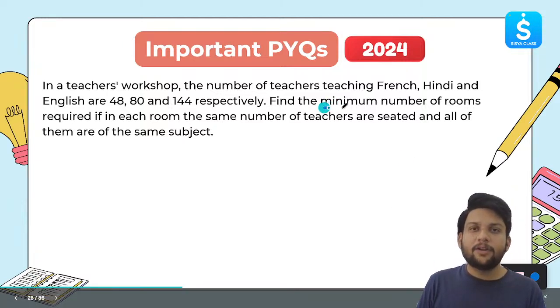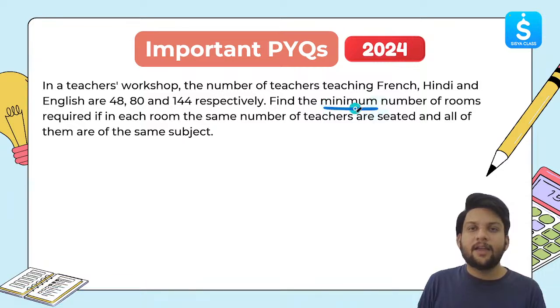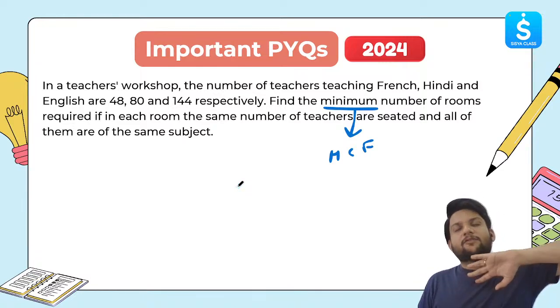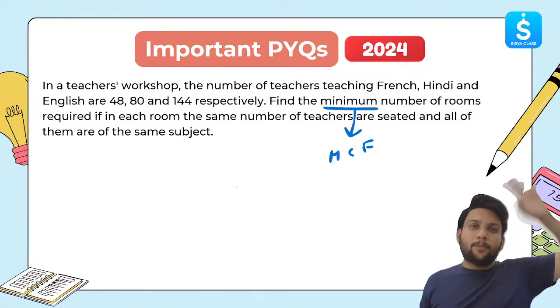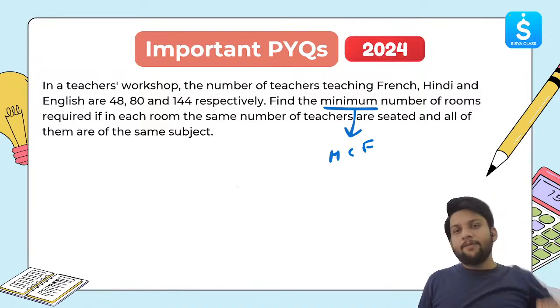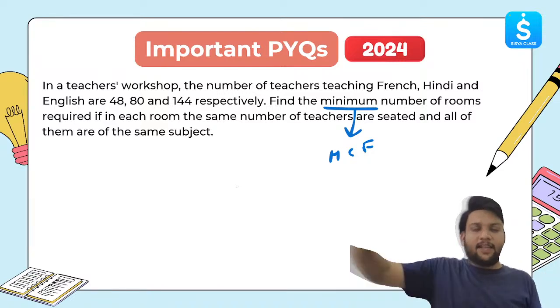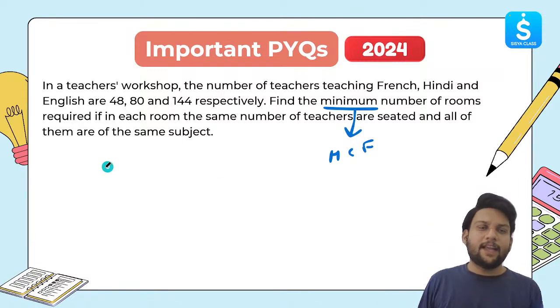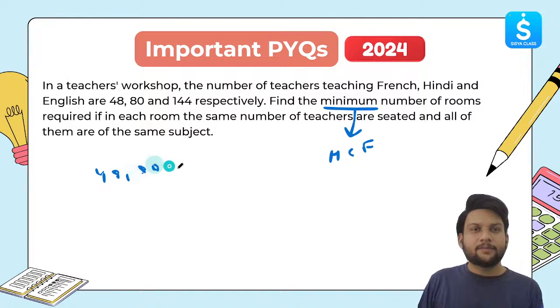Minimum means we have to do HCF. It is just the opposite of what we're doing. Minimum means highest common factor. Remember it like this: it is ulta pulta. If it is asked minimum, we have to find HCF. If it is asked maximum, we have to find LCM. Always remember ulta pulta. Great. So we have to just find the HCF of 48, 80, and 144.